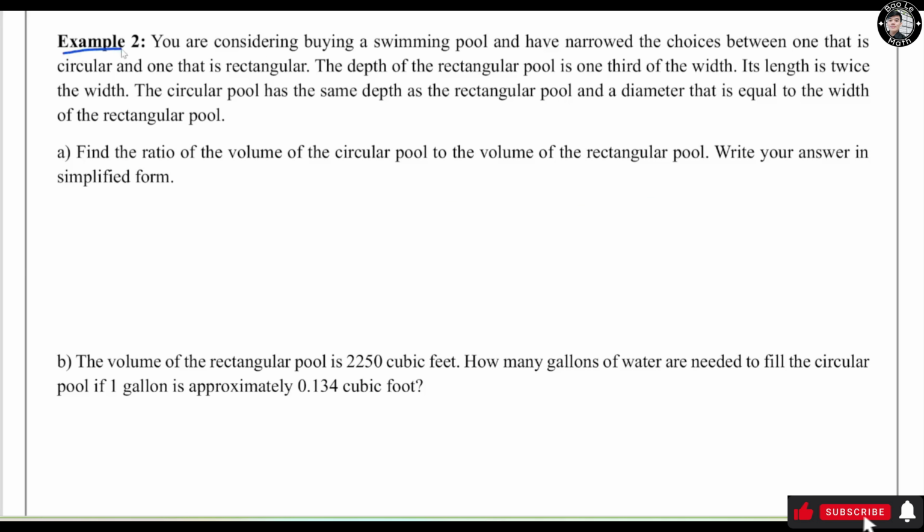Now let's move on to example number 2. You are considering buying a swimming pool and narrowing the choice between the one that is circular and the one that is rectangular. The depth of the rectangular pool is 1/3 of the width. Its length is twice the width. The circular pool has the same depth as the rectangular pool and a diameter that is equal to the width of the rectangular pool, right?